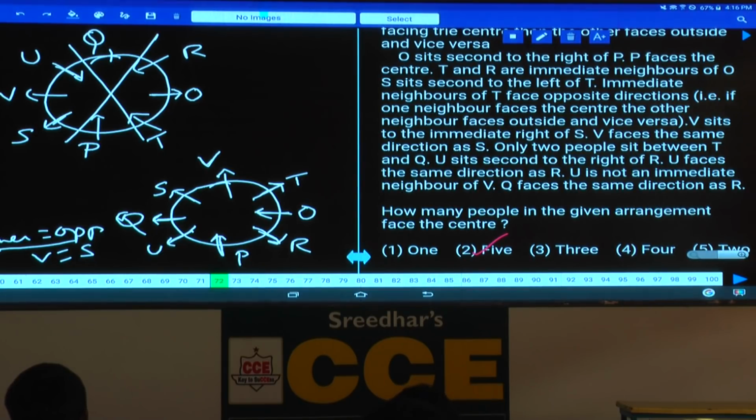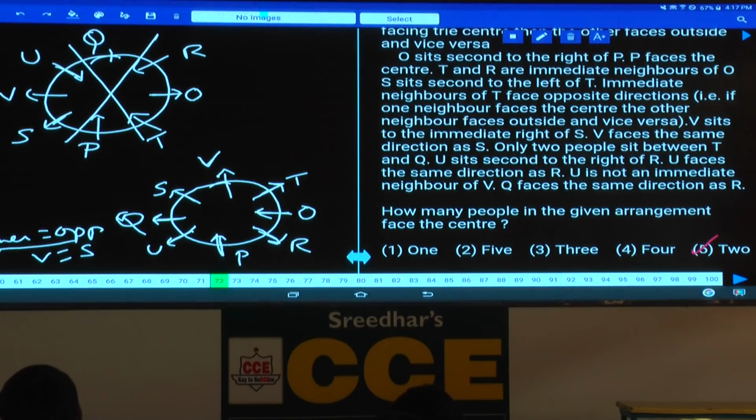Next one, 72. How many people in the given arrangement are facing the center? Only 2 persons are facing towards the center, that is given in choice 5. Only 2 persons, choice 5 is the answer. Clear now? That means 2 persons are inward and the remaining 6 persons are facing away from the center. Now this is about question number 68 to 72.